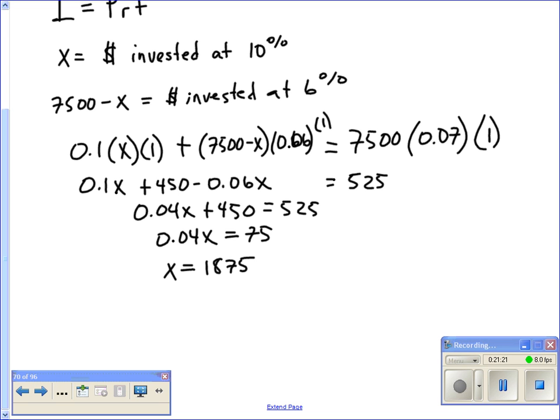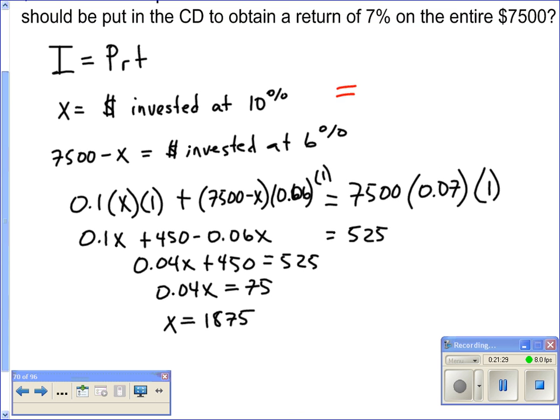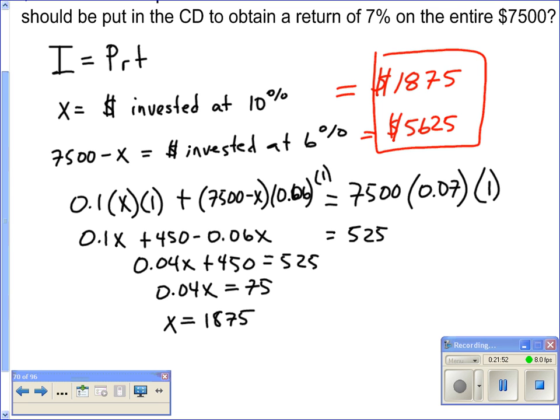Okay, so the amount invested, if you look at your x is going to be the amount invested at the 10% interest rate. So what we know is that this is going to be $1,875. Okay, and then if that's the case, then 7,500 minus the x tells us the amount that's invested at 6%, which is going to be $5,625. Okay, and of course you need to label which belongs where to get the answer correct.